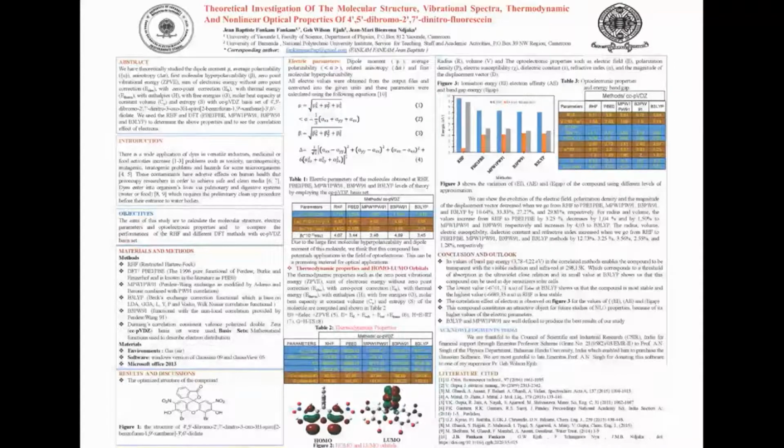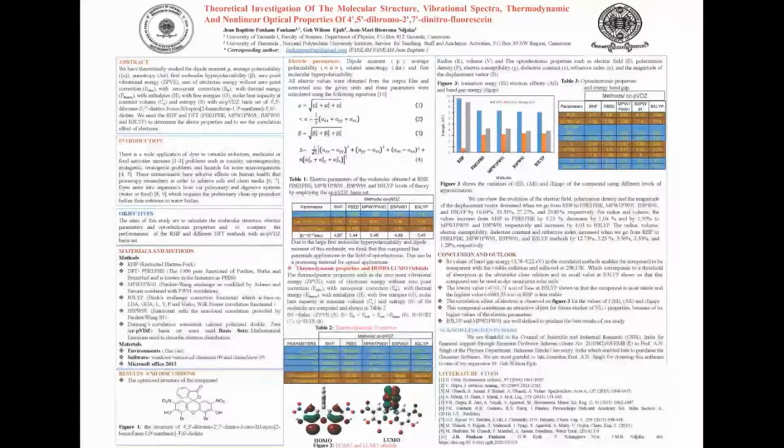The frontier molecular orbitals show the HOMO and LUMO orbitals in Figure 2, and also the variation of the band gap energy that we can see in Figure 3. We notice the very large value of band gap energy in the RHF method, which does not take into account the correlation effect of electrons.